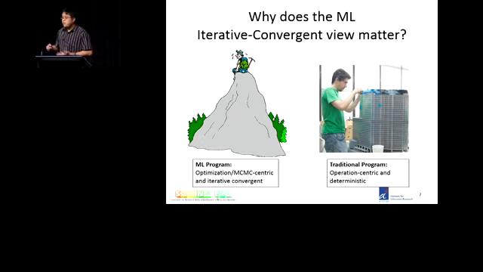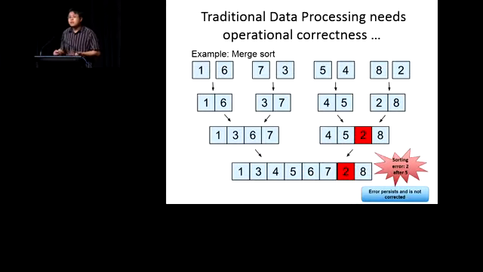The view matters because an ML or data mining problem is usually optimization or perhaps Markov chain Monte Carlo-centric and iterative-convergent, as opposed to, say, a more classical CS algorithm, which is operation-centric or deterministic. A good example of this is the classic merge sort algorithm, where if you have a single error during the sorting process, let's say that parallel worker over there puts 5 before 2, that error is going to propagate through the algorithm, and the final answer is incorrect.